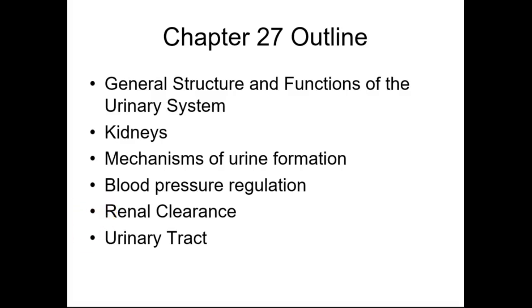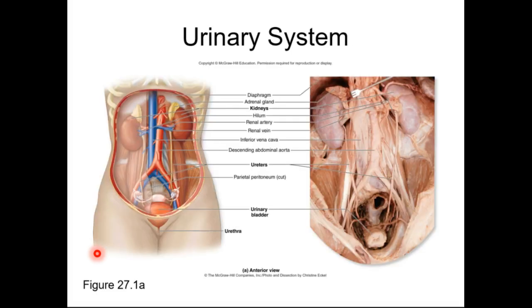Renal clearance. It's going to be related to topics of pharmacology and how our renal system helps us to clear drugs and what that means. And the urinary tract, the lower urinary system, including the urinary bladder and urethra, which are relatively simple compared to everything else we're covering today.